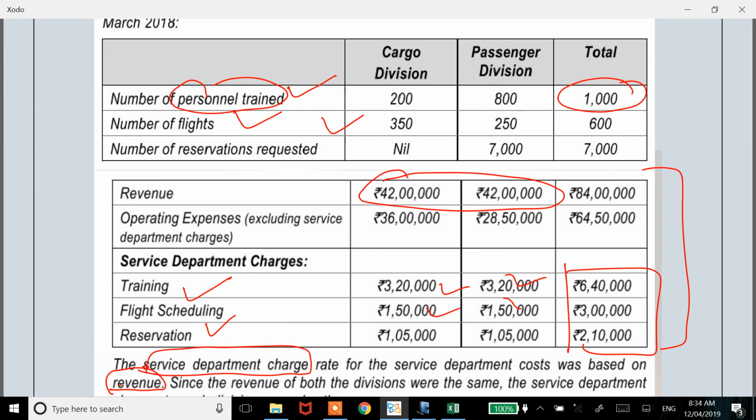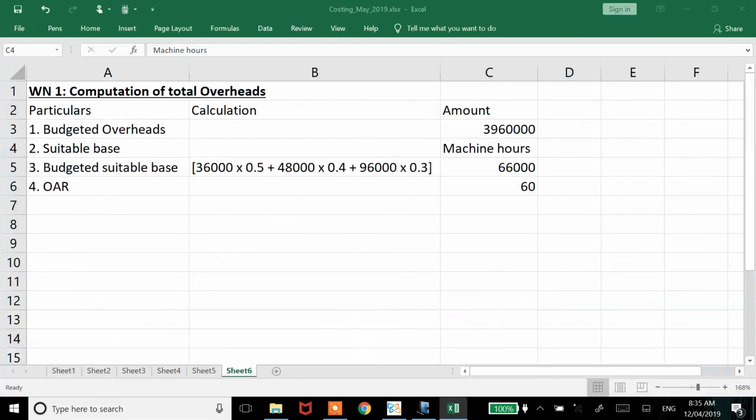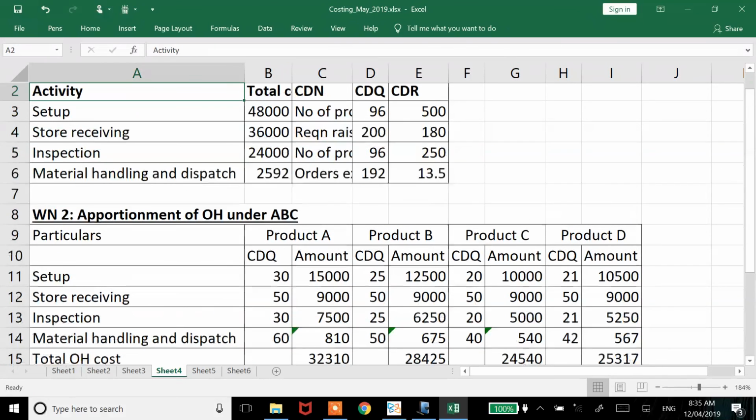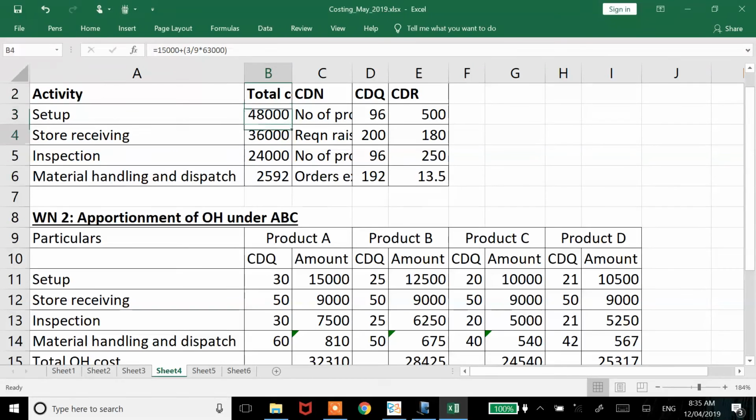That is a longer way of doing the problem, because in this question I'll take the figure and split it in the ratio of 200 is to 800. Indirectly, whatever you do in ABC, what you have done here, if you see this question, you took the setup cost of 48,000 and split it in the ratio of 30 is to 25 is to 20 is to 21. That is what we have indirectly done. We have just split the cost in the ratio of 30 is to 25 is to 20 is to 21.